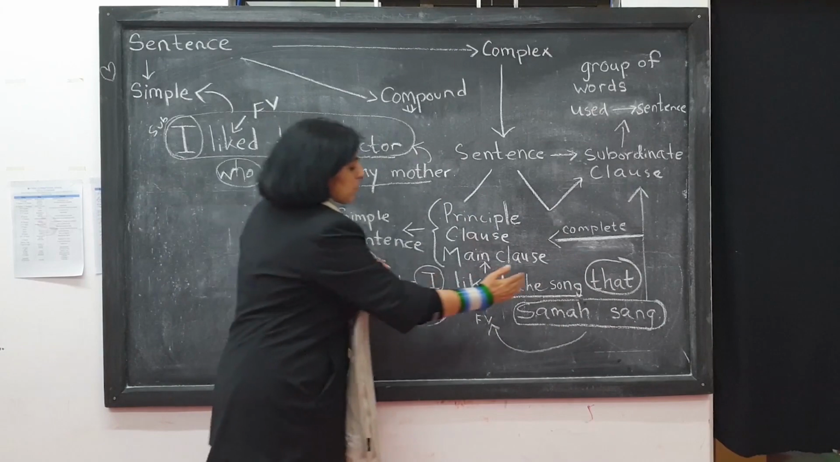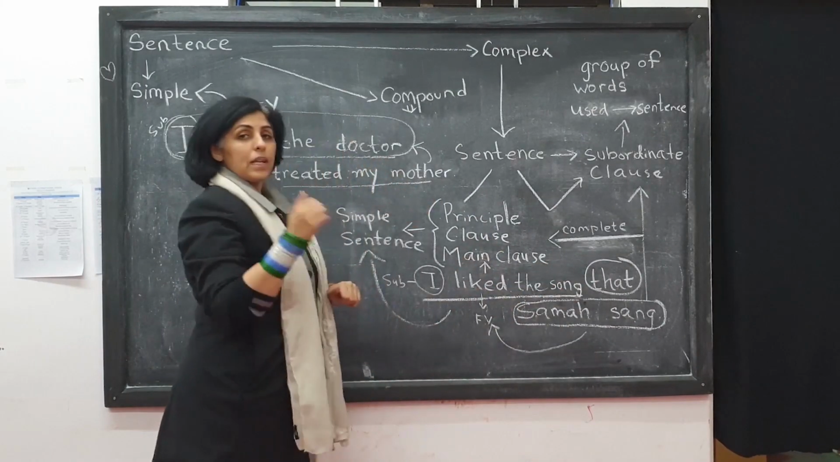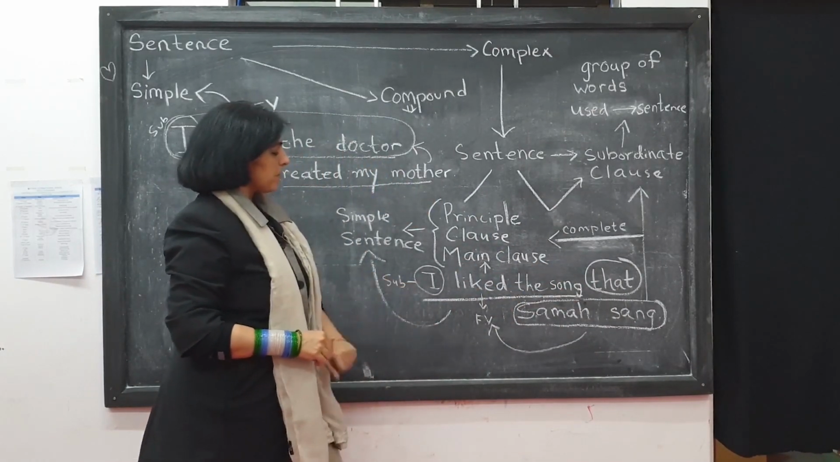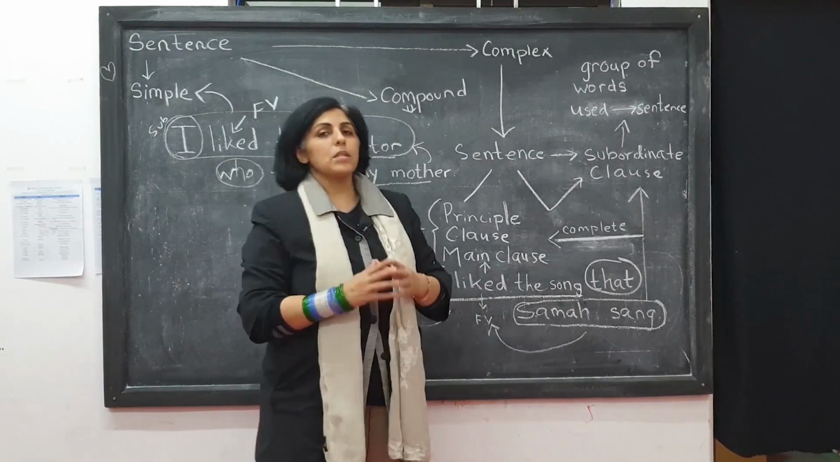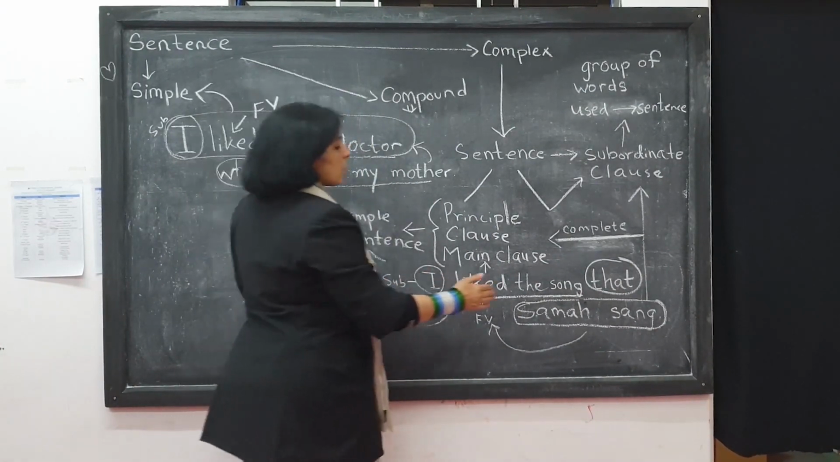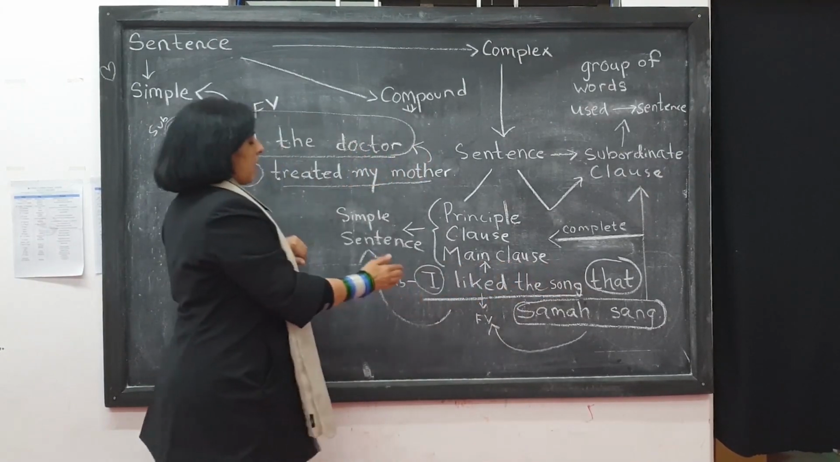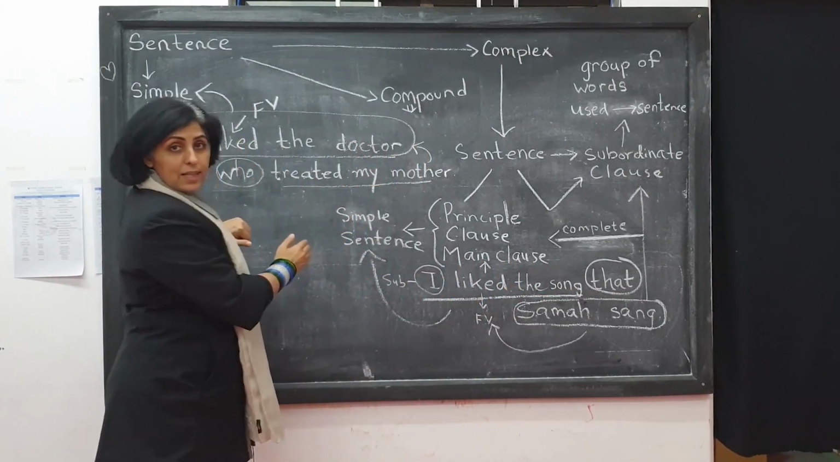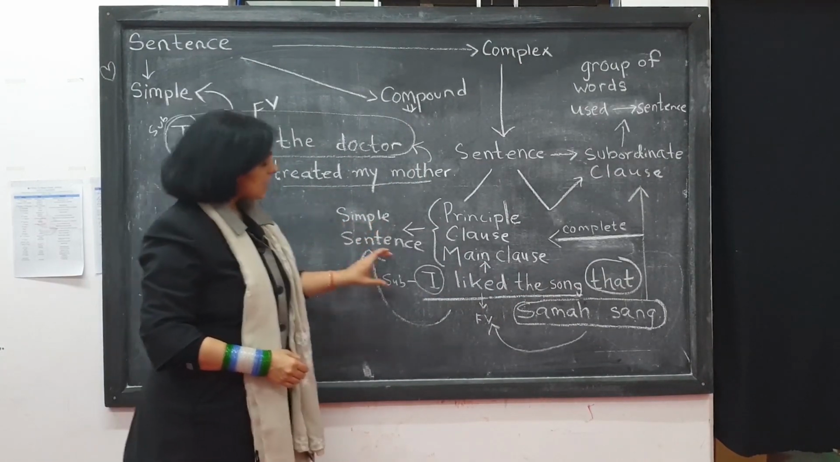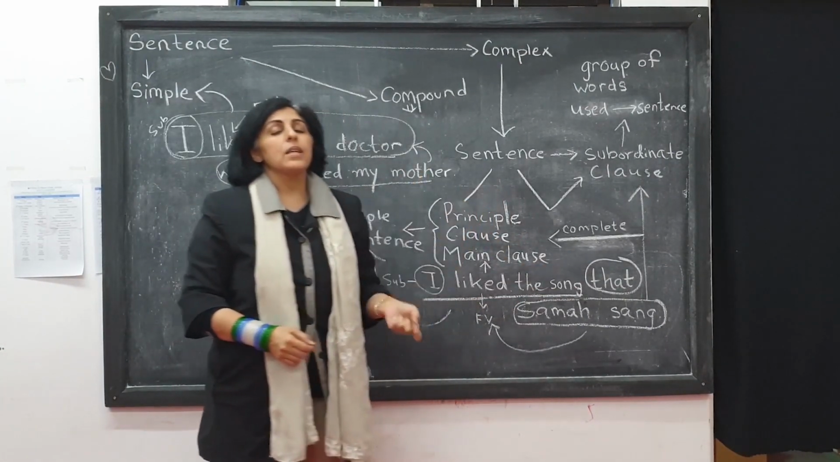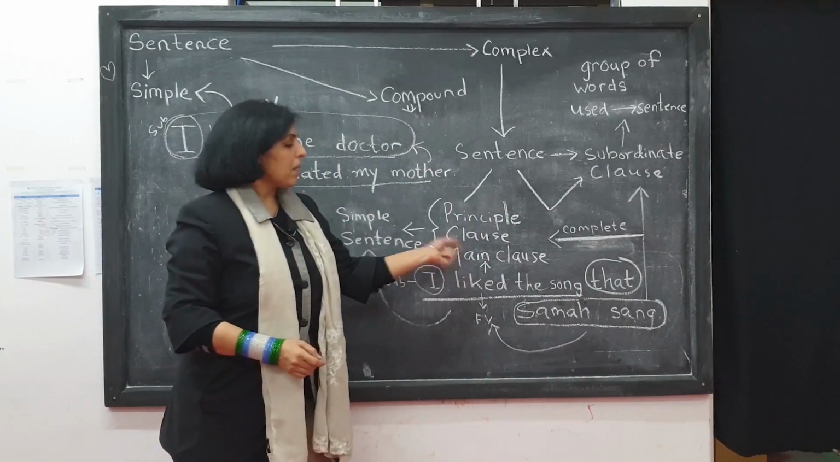Now if I take this portion and talk about this, then look, it has a subject, it has a finite verb, and it expresses its thoughts completely. So that means I can remove this portion and still use it independently as a sentence, a simple sentence, right? That is why this is called the principal clause. It is also known as the main clause.